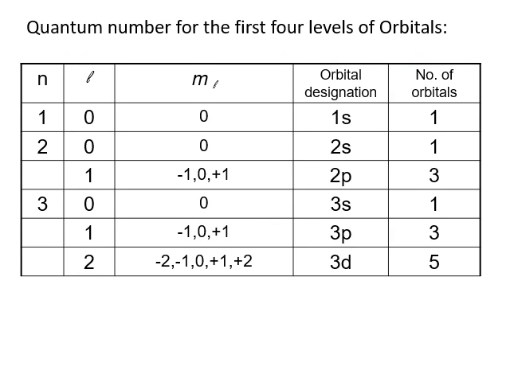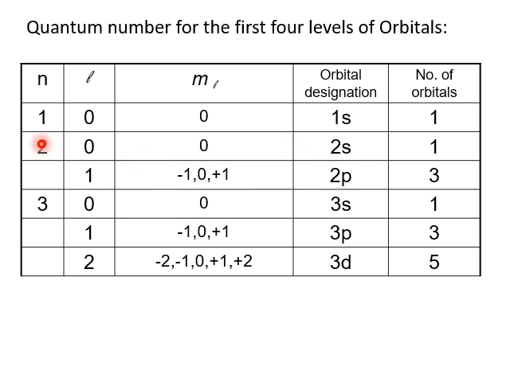If n is equal to 1, then L is 0. This is because n minus 1 gives L equal to 0, and ML is according to L, so it's going to be 0. So there is only 1 orientation. This is level n1, and S is for 0, so you put 1s. The number of orbitals is reflected here, in the orbital designation. So the number of orbitals is 1.